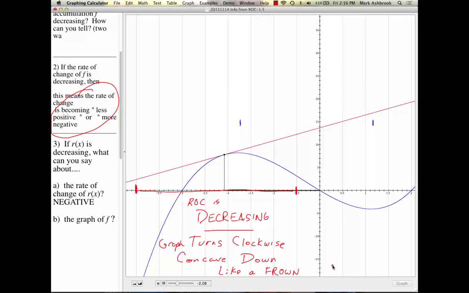The rate of change is decreasing. It does not tell us if the accumulation is increasing or decreasing, because you got both, right? You got increasing accumulation, you got decreasing accumulation. So that's not what it tells us. But what it does tell us is that the graph from left to right turns clockwise or is concave down, like a frown. I'm here to help you. Whatever works.